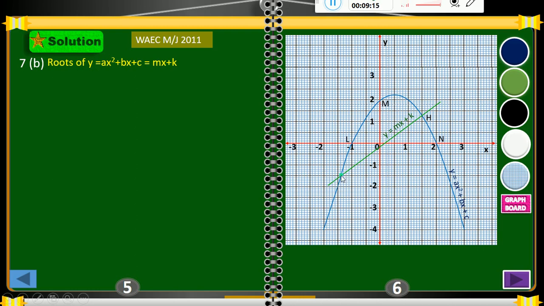So now that's the point. We're going to trace this point to the x-axis to find the roots. The root will give us minus 1.4. Now we'll trace the second point, and then we'll follow it down to the x-axis to find the second root. That is 1.5. So therefore, the roots of the equation, the curve and the straight line, will give us minus 1.4 and 1.5.